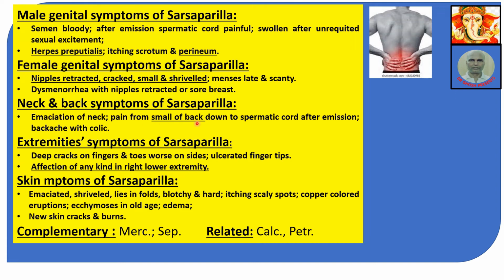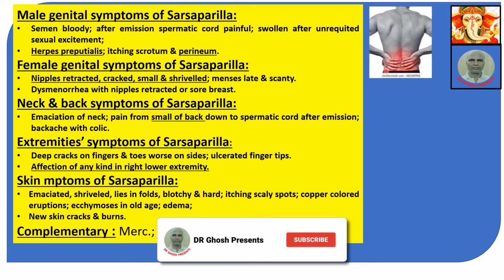Neck and back symptoms of sarsaparilla. Emaciation of neck, pain from small of back down to spermatic cord after emission. Emission means emission of semen. Backache with colic. Here, small of back. This region is called small of back. This is lower lumbar region.